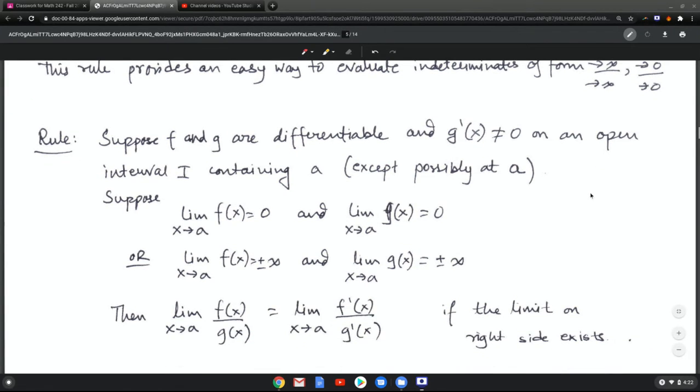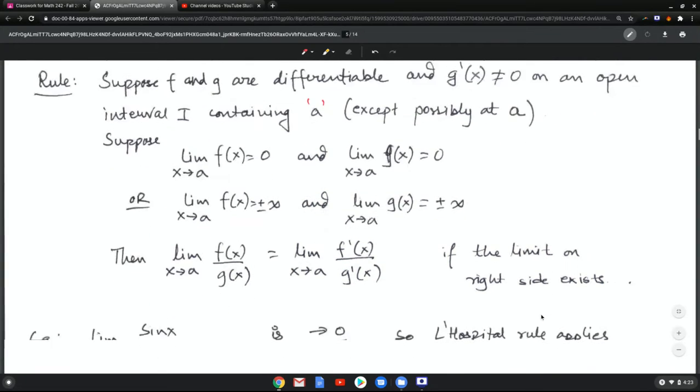If you have two functions f and g, which are differentiable, and g prime, or the derivative of g at x, is not zero on some open interval I that contains a, except possibly at a. And then let the limit as x goes to a of f of x be 0, and the limit of g of x as x goes to a also be 0, or let these limits be infinities. Then the limit of the ratio becomes the limit of the ratio of the derivatives, if the limit on the right side exists.